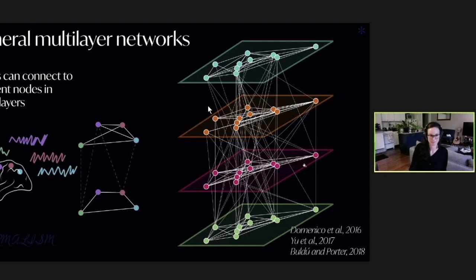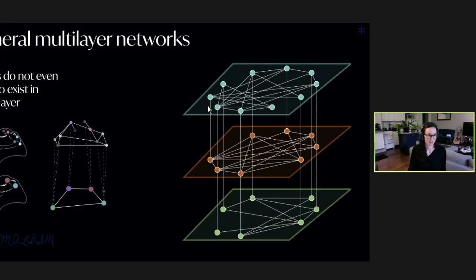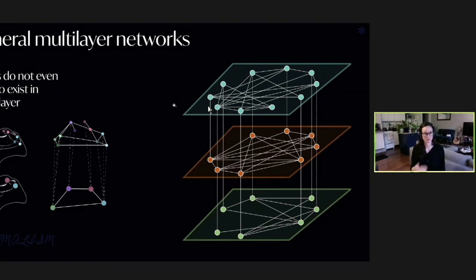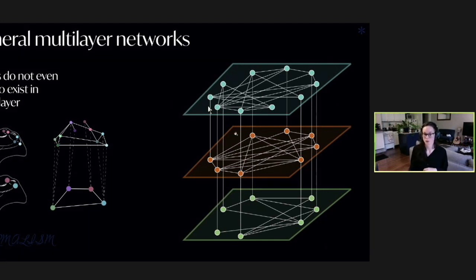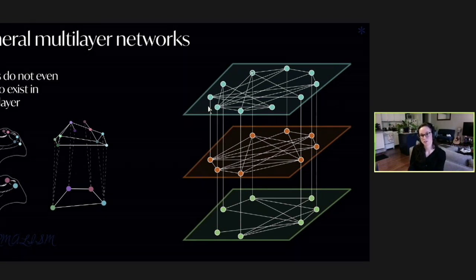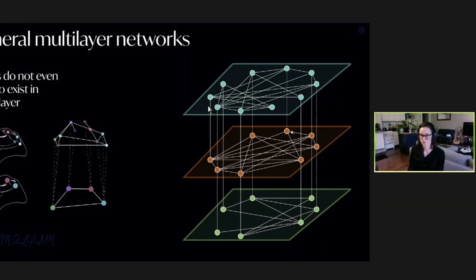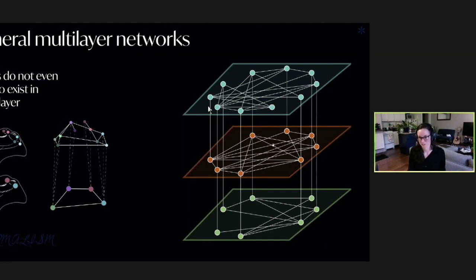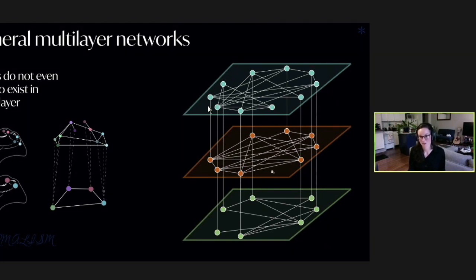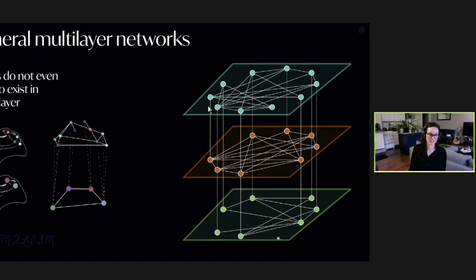Additionally, if we think back to our parcellation example, multilayer networks can also encode these sort of data because they don't require that nodes exist in every single layer. So on the right, we have a multilayer network in which there are 10 nodes on the top, but only 8 nodes on the bottom, on the orange layer, and 7 in the green layer. So this blue node does not have a counterpart in the orange layer or the green layer.